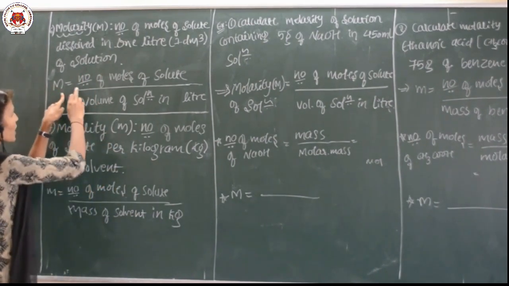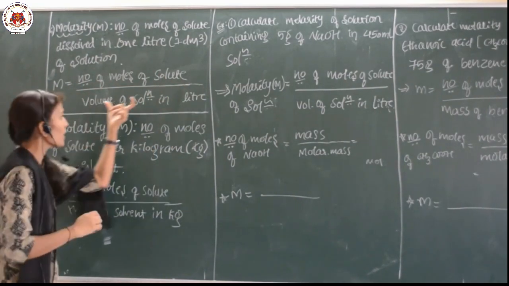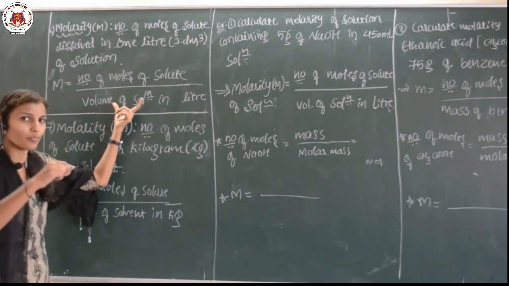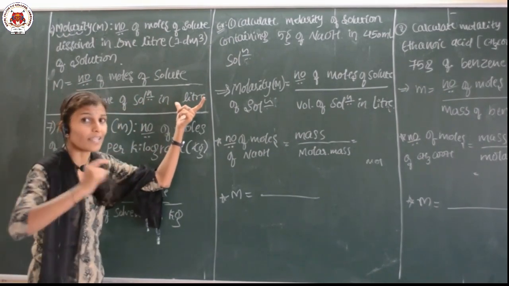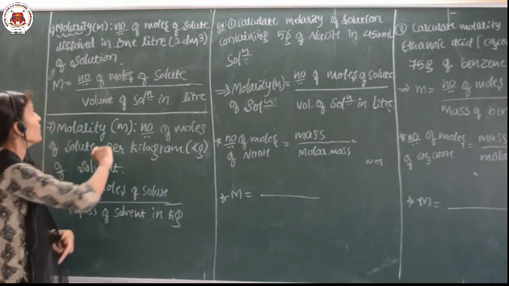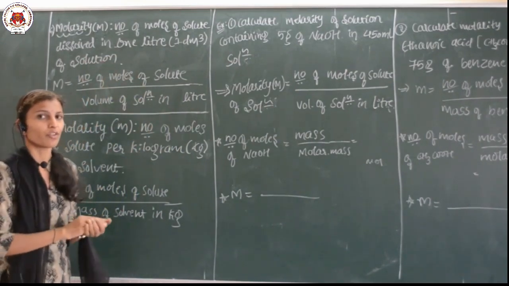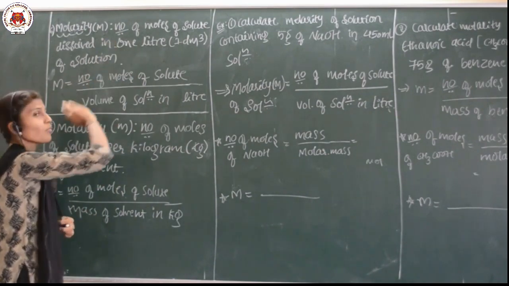So the molarity is expressed as number of moles of the solute divided by volume of the solution in liters, because the definition itself contains a liter. The volume of the solution must be taken in the liter. So this is regarding the molarity.